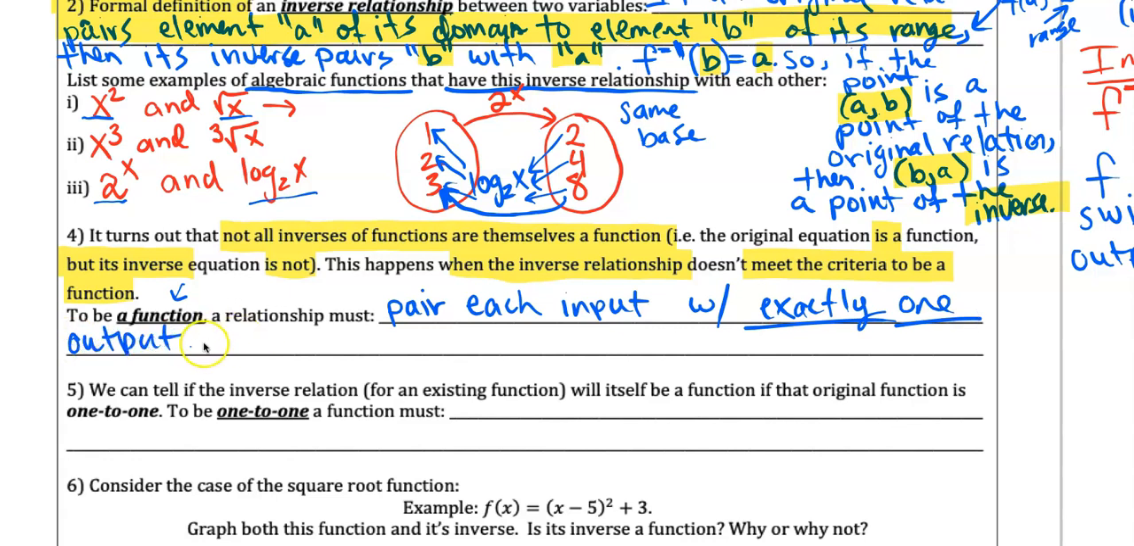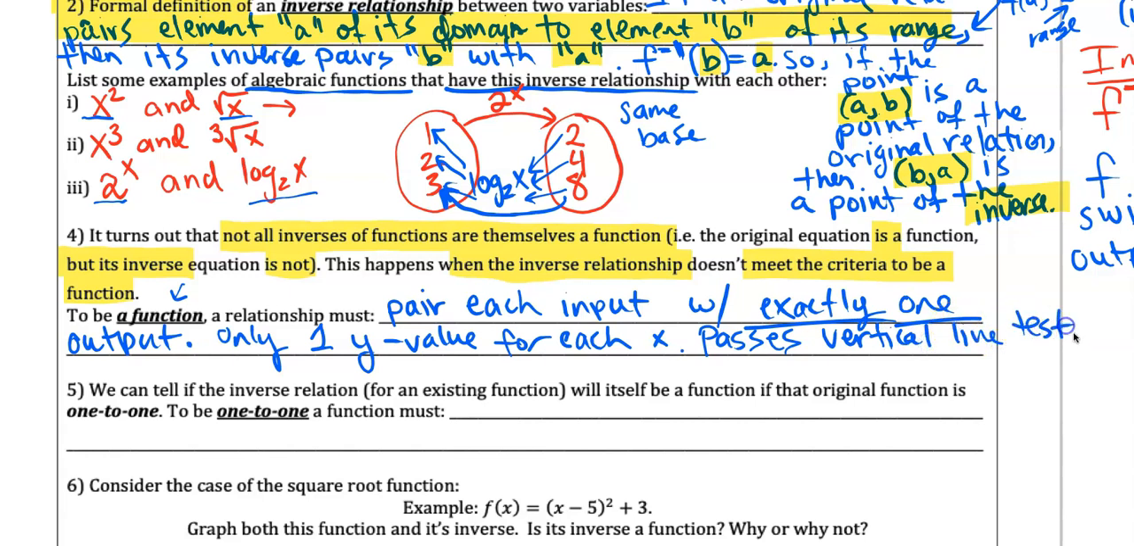So that means you can only have one y value for each x. And sometimes when you take the inverse relation of a function, it doesn't meet that criteria. Now, when you're looking at it graphically, it has to pass the vertical line test. If a graph doesn't do that, that means there's more than one y for each x, which means it's not a function.